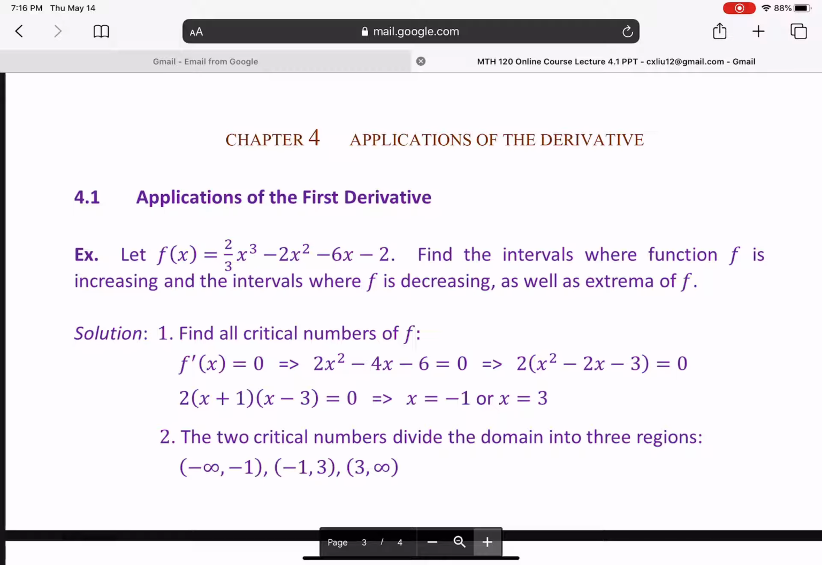The derivative of the function is 2x squared minus 4x minus 6, and we set that equal to 0. We can factor the left-hand side to get 2 times (x plus 1) times (x minus 3). And we get 2 solutions, x equal to -1 and x equal to 3. So there are 2 critical numbers. And these 2 critical numbers divide the domain of the function into 3 regions, or intervals. They are -infinity to -1, -1 to 3, and 3 to positive infinity.